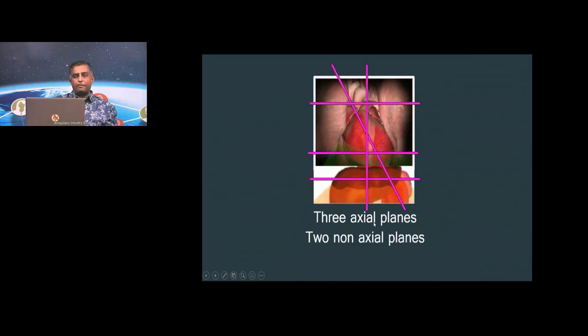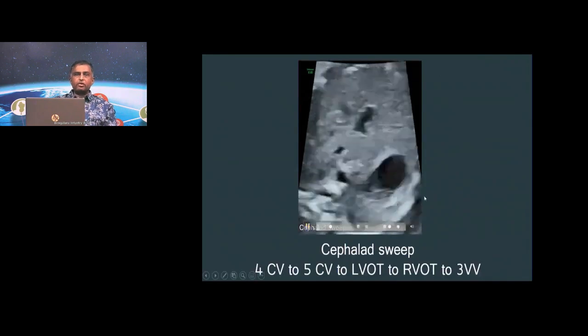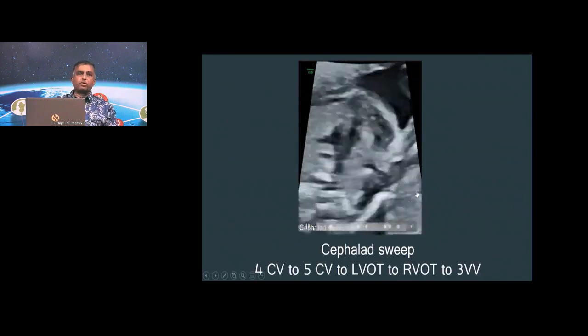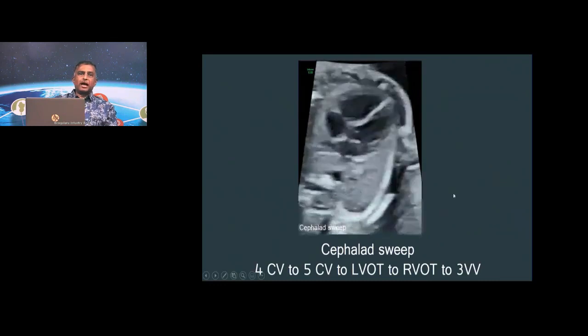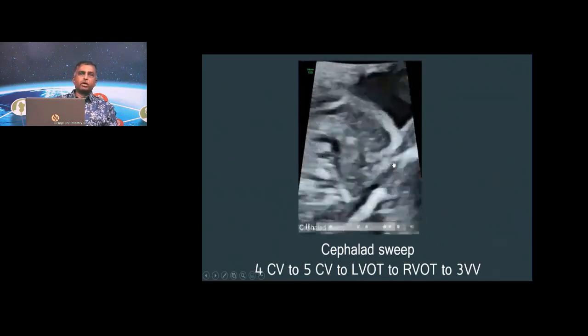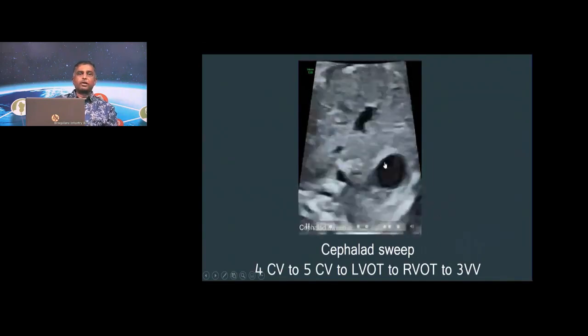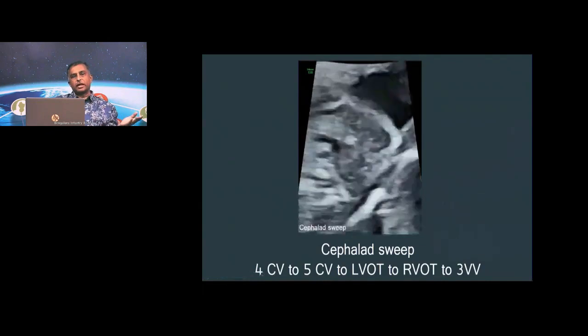Those are the 5 planes which will help you to do your sequential analysis, to look at the heart as a whole organ, right? So let's look at this concept of cephalic sweep. When you do a cephalic sweep, you start from the upper abdomen and move towards the 4-chamber view, 5-chamber view, and then, of course, you can come into the 3-vessel trachea view.